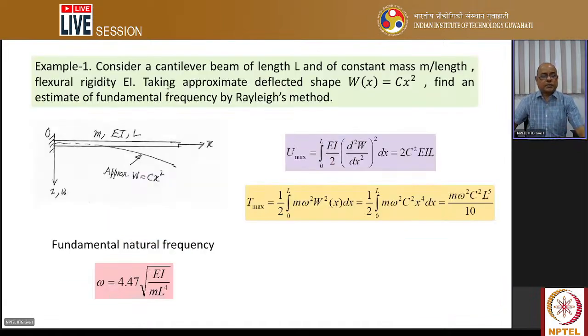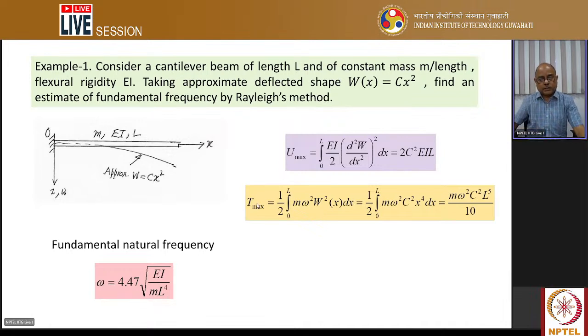So we discussed some problems, a cantilever problem, assuming a simple mode shape, say W is equal to Cx square. That shape satisfies the fixed end boundary condition, but the free end boundary condition, that is the bending moment boundary condition, is not satisfied. However, this function can be chosen to get an approximate estimate of the frequency, and it gives a simplified procedure to obtain it.